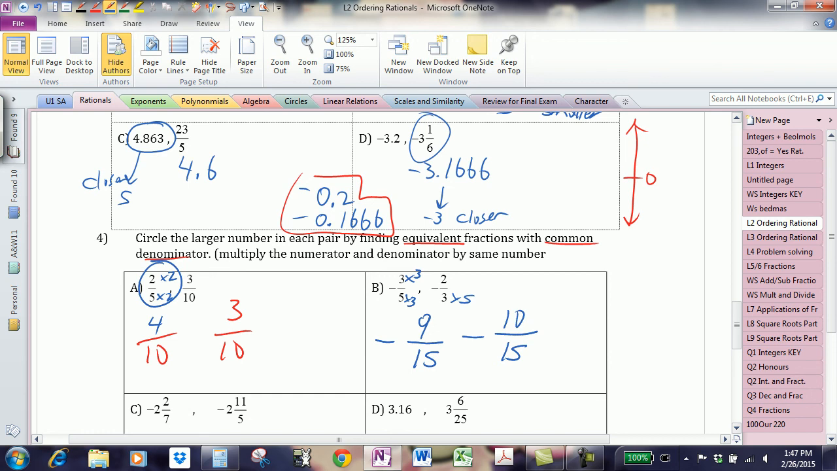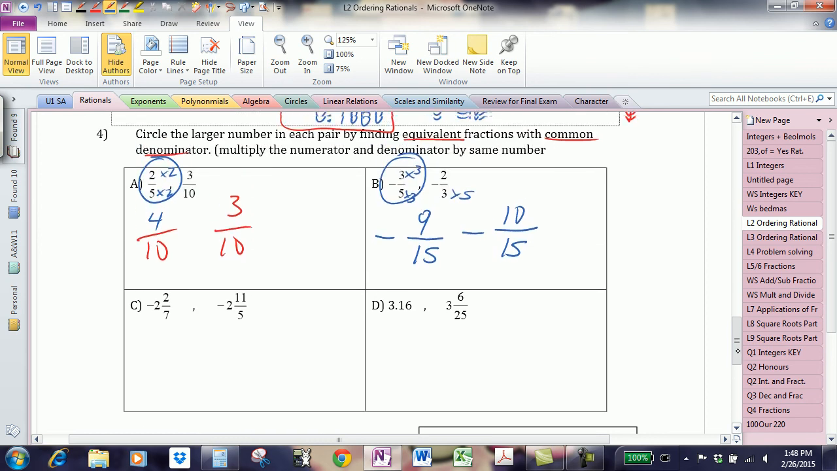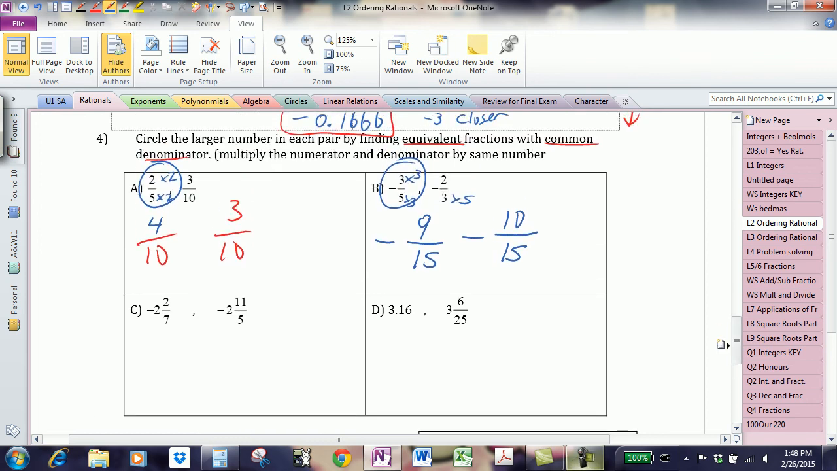Which one's closer to 0? 9. Yes, the 9. Sorry, negative 9. Okay, so circle the first one. Okay, go ahead, do the next two. Go.